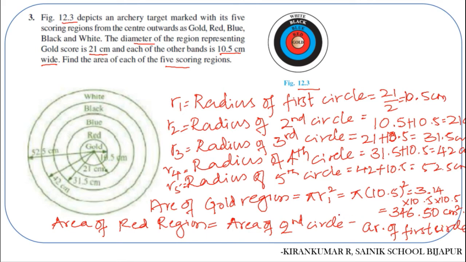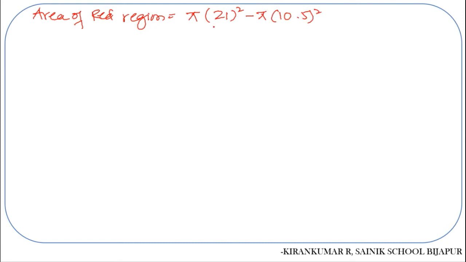What is the area of the second circle? We need to consider the radius to be 21 and find the area, minus the area with radius 10.5. The results are to be subtracted, then we get the area of the red region. Therefore, the area of the red region will be pi times 21 whole square minus pi times 10.5 whole square.